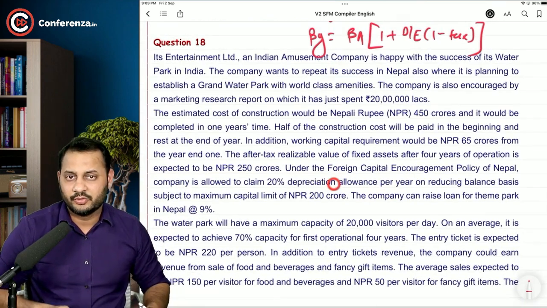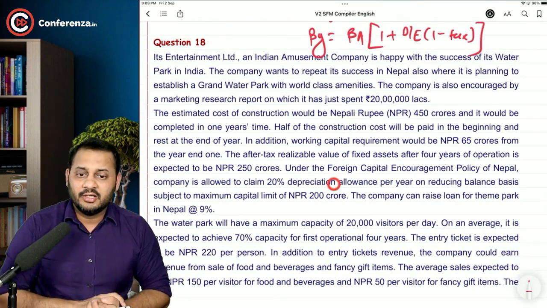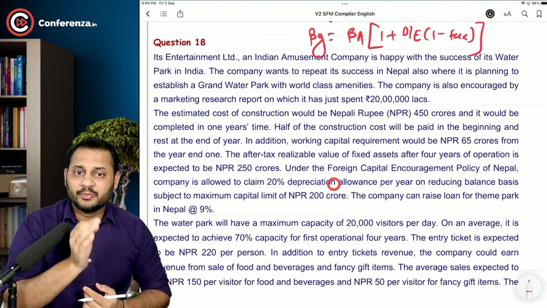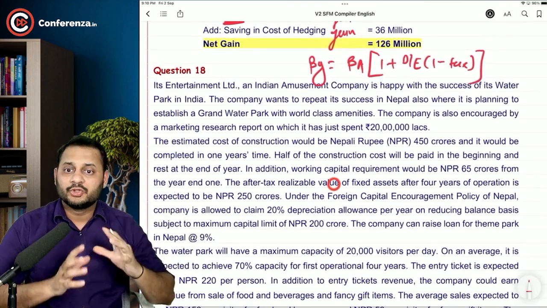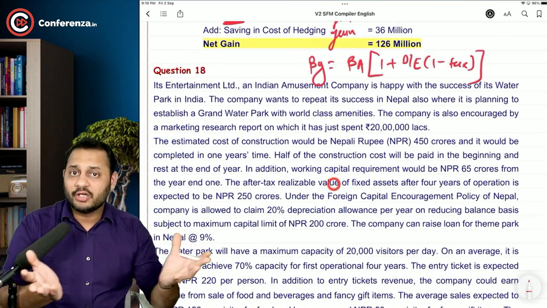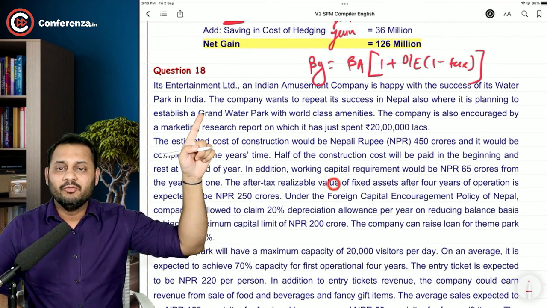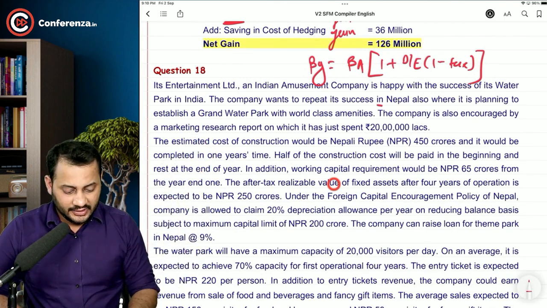Now coming over to the question. Entertainment Limited, an Indian amusement company, is happy with the success of its water park in India. So this particular company has a water park in India. The company wants to repeat its success in Nepal.